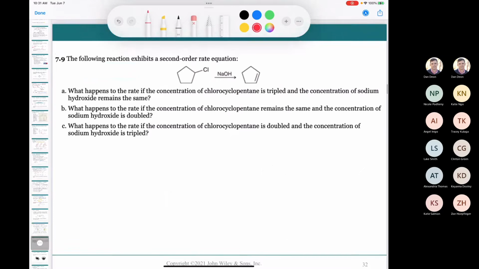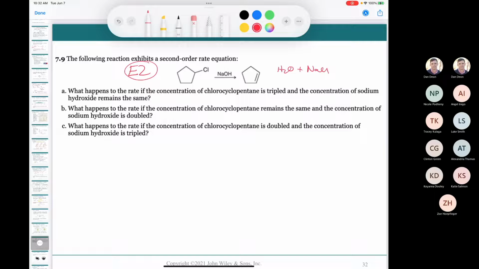Well, let's take a look at this reaction here. This is an elimination reaction. It tells us here that this is a second order rate equation. That means that this must be an E2 reaction, right? It's an elimination. What we're losing is H plus and chloride. What you end up with is water and sodium chloride in the end, but that's neither here nor there.